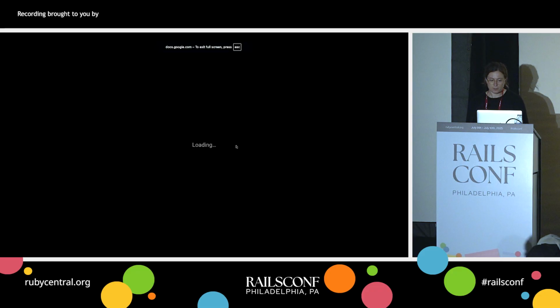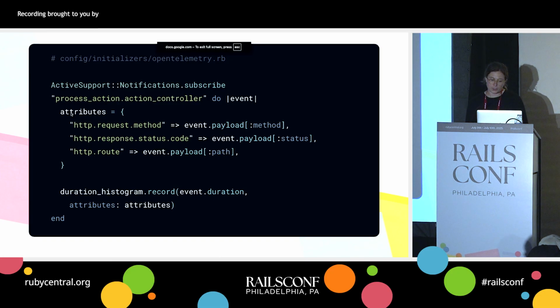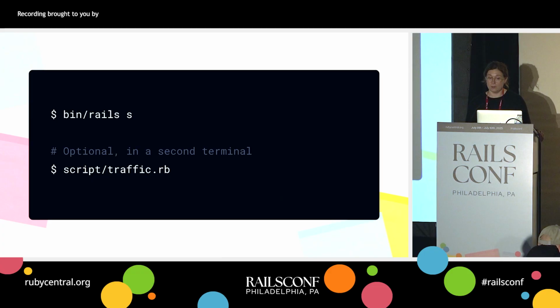So going back here, the last step after we've collected our attributes is to actually call record on that histogram we just created to give the event duration as the value that we'll capture, and the attributes is what we've collected above. So now every time process action runs, we'll record this duration histogram. So you can restart your server, and this should record a new measurement for this instrument every time any controller action is hit.